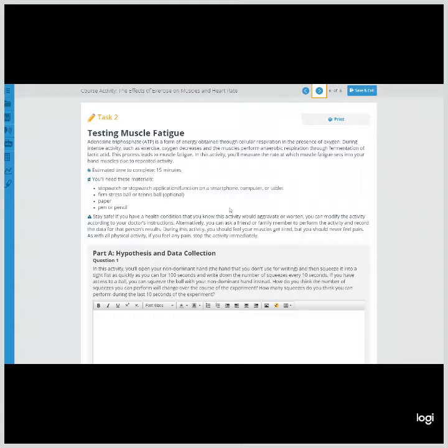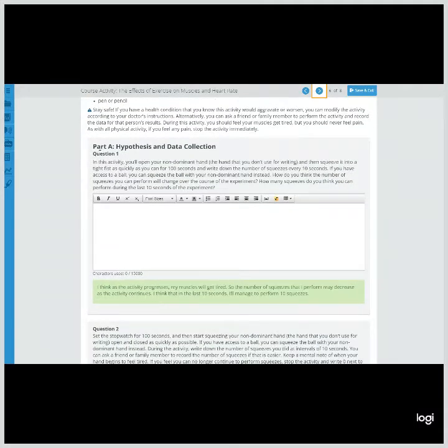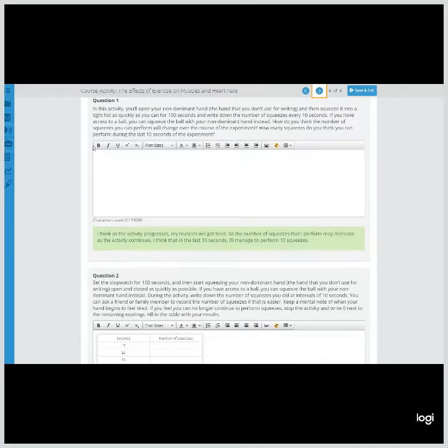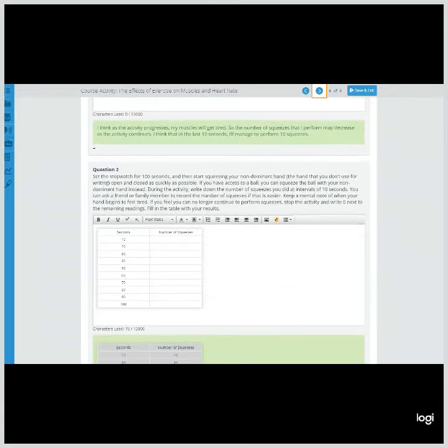So right here, you're going to read the background and what you're going to need: either a tennis ball or a crunchy paper to squeeze with your hand. Again, you have a stopwatch, which can be your cell phone, a pen, and paper to write down your results. I'm not going to go through every single one, but read the directions for the hypothesis and data collection. You can use a sample answer again to help you formulate yours if you want to. Make sure you do not copy it word for word.